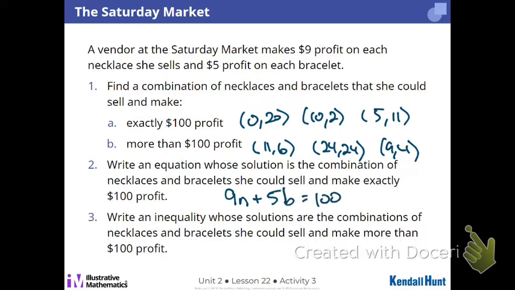I use X and Y. X and Y is great, okay? But it's the same thing. Sometimes I like using the letters like in the situation just to keep things straight. Sometimes I like to use X and Y. Either way, you're good as long as you're organized. Just know that on the graph, there's an X and Y that corresponds to necklaces and bracelets.